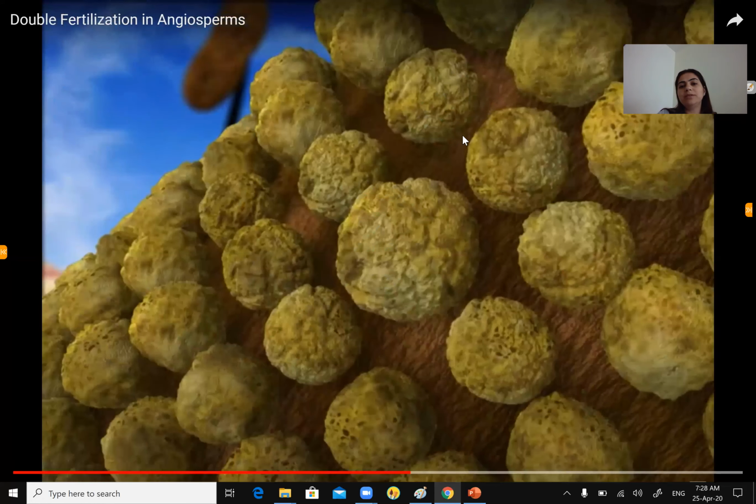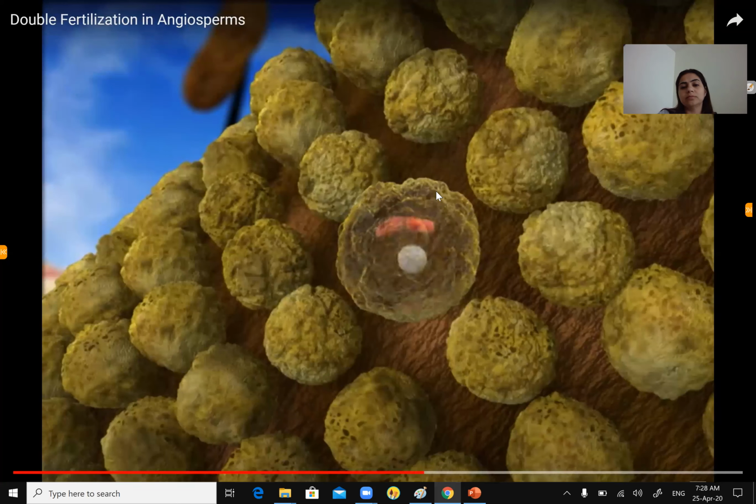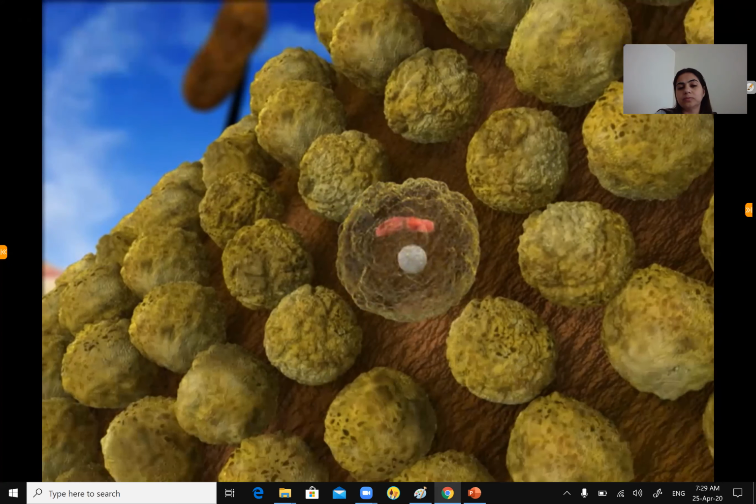Notice these pollen grains. The pollen grain contains two main cells. A cell named the tube cell makes up the bulk. Each pollen grain has two parts. One of them is called the pollen tube nucleus. You will notice now in the video how it will form the pollen tube. The second part is the sperm cell, which at this stage is known as the generative cell.